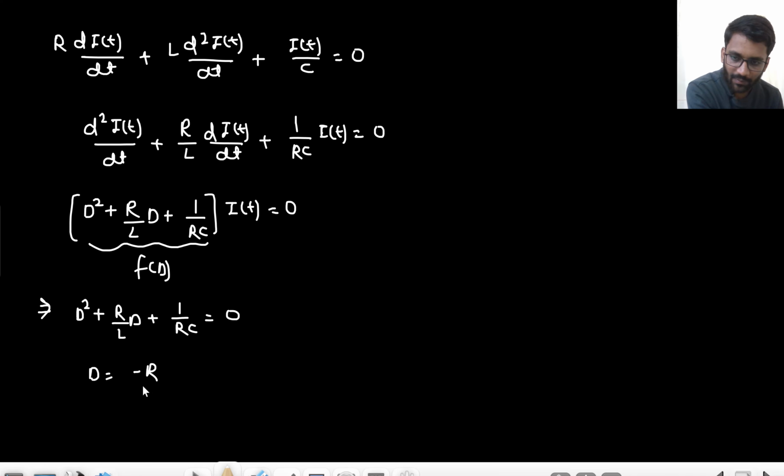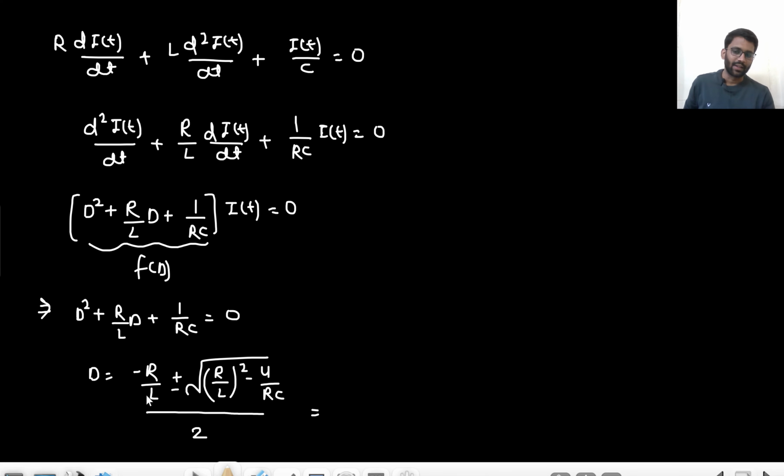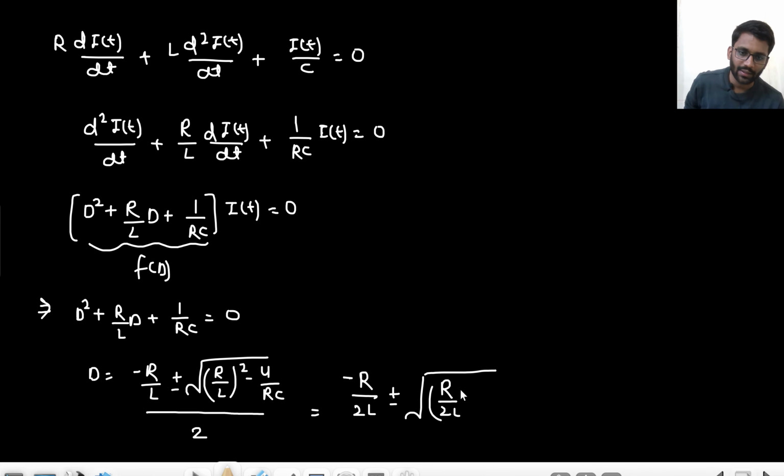So d would be minus b plus minus root b squared minus 4ac upon 2a. So how can I write it? Look, I will take this 2 here, I need to divide by 2 everywhere. So can I write it like this? Minus R by 2L plus minus root of R by 2L whole squared minus 1 by LC.